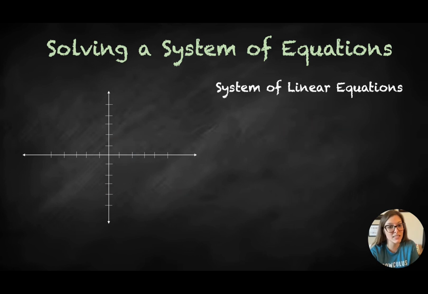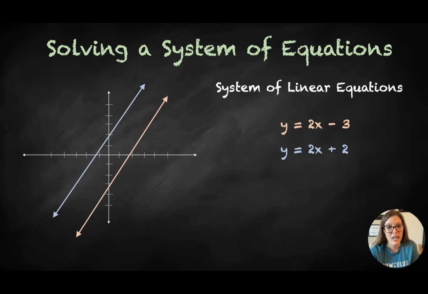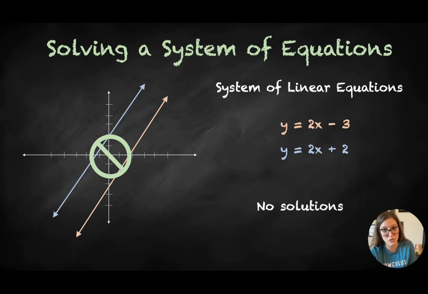Sometimes you can have a system of linear equations where the lines never cross. And in this case, we actually have no solution. The cases where we have no solution, in a system of linear equations, are always cases where both of your lines have the same slope. Lines with the same slope are parallel and will never cross, so there's no solution.